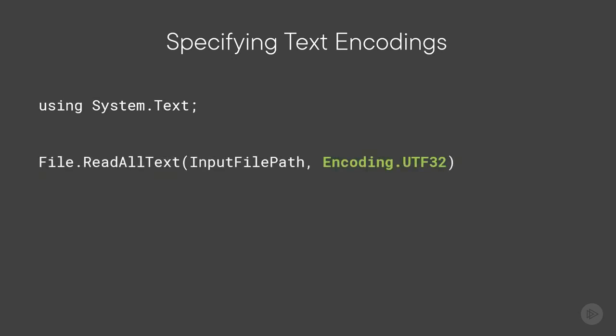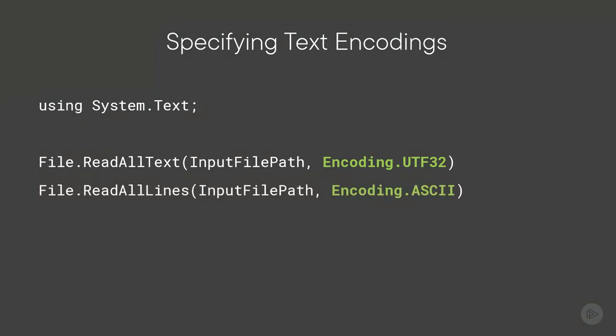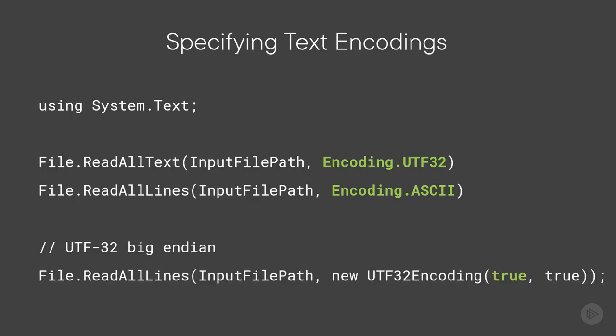So if we look at some example code, we need to add the using directive for System.Text, and then we can call the File.ReadAllText method, passing in the input file path, and this time explicitly specifying that the input file is encoded with UTF-32. Similarly, with the ReadAllLines method, we can specify an encoding. In this example, we're specifying ASCII. If we wanted to specify UTF-32 but with Big-Endian byte ordering, rather than using the UTF32 convenience property of the Encoding class, we can instead create an instance of the UTF32Encoding class and specify true for the first constructor parameter, which will specify Big-Endian byte ordering.